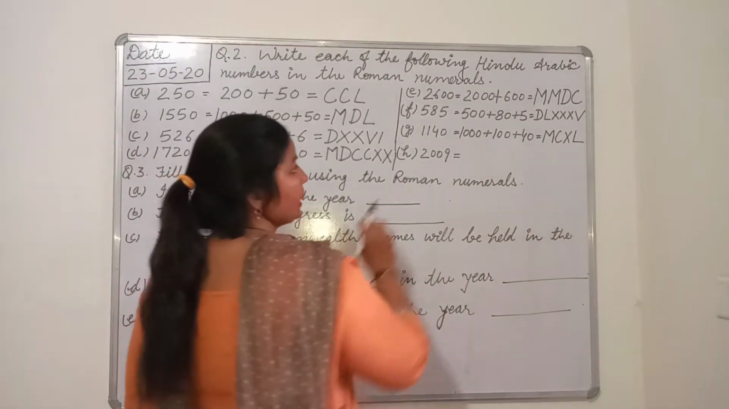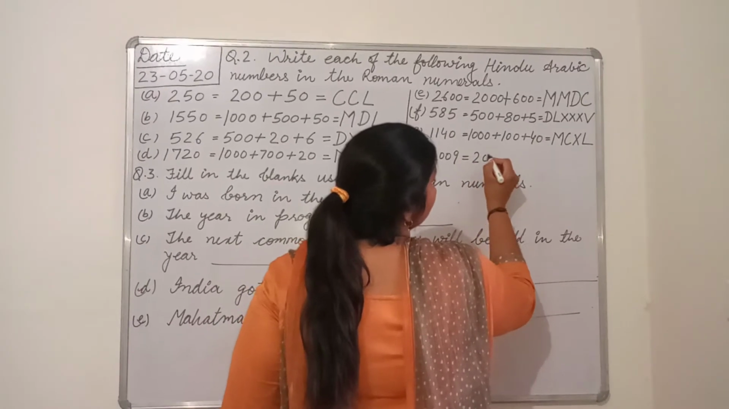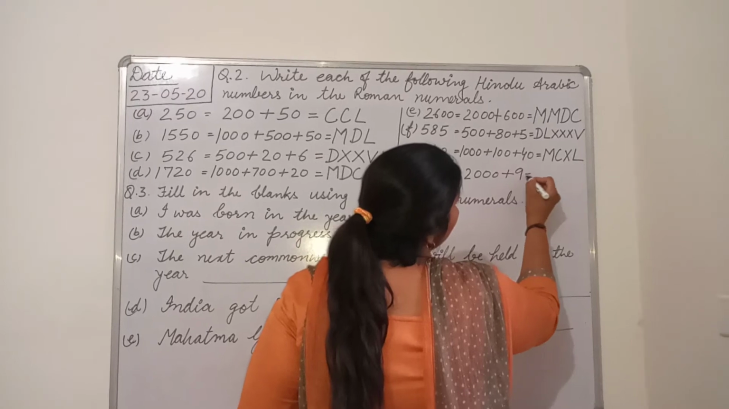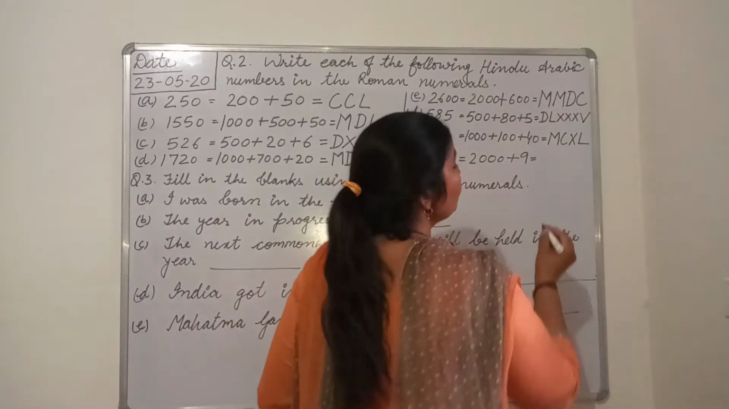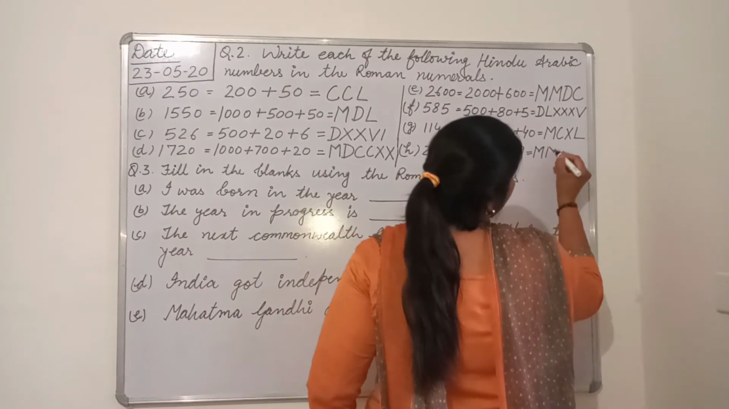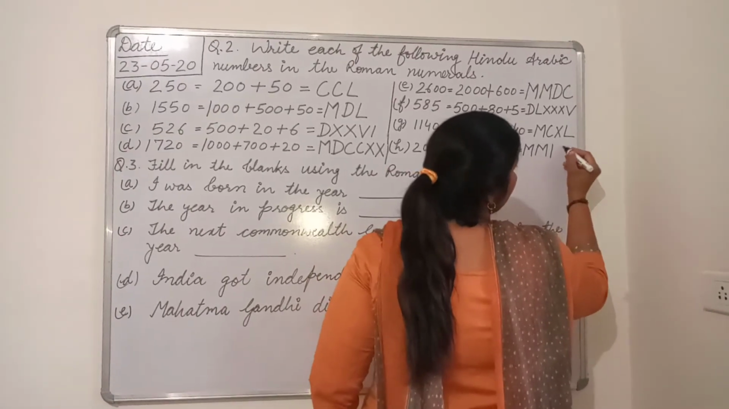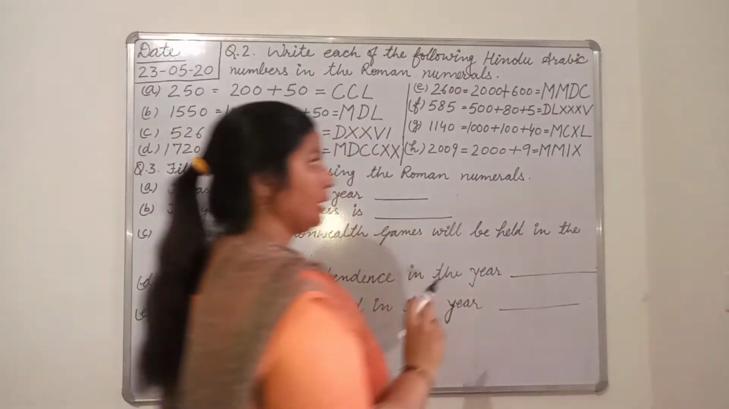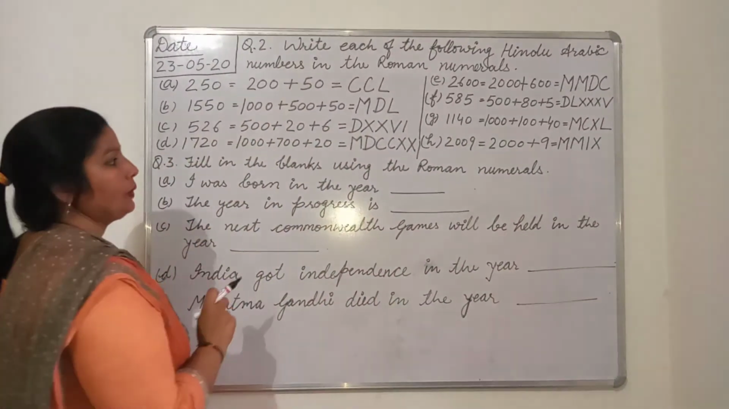Now next is H part, 2009. So 2009 expanded form will be 2000 plus 9. Now how we write 2000? In this also 2000 means 2 times M. So MM. Now it becomes 2000. Now how to write 9? I X. So now it becomes 2009. Okay. So like this you have to solve question number 2.